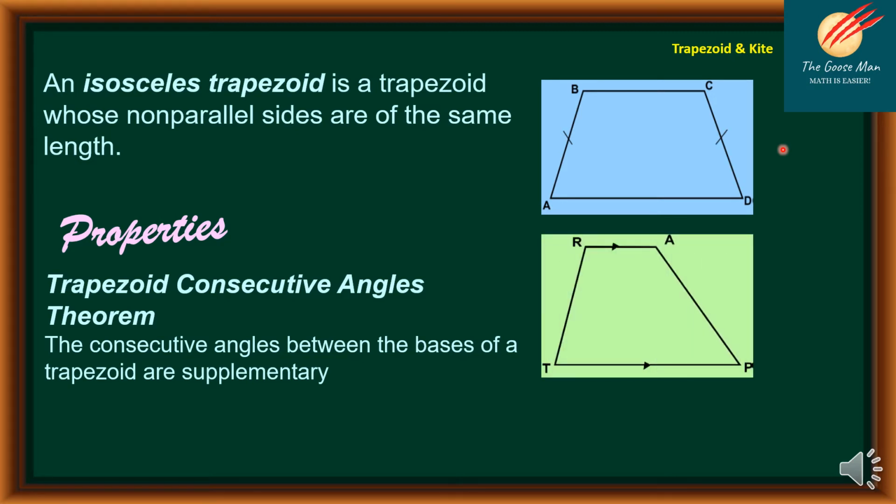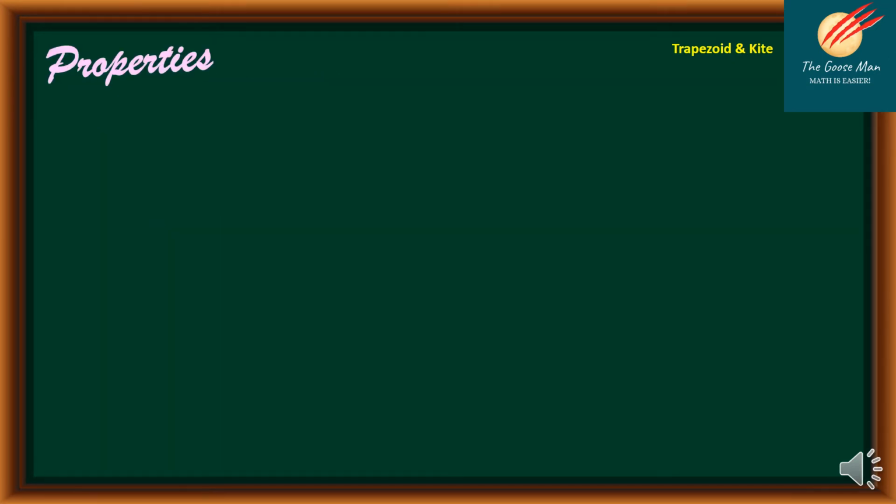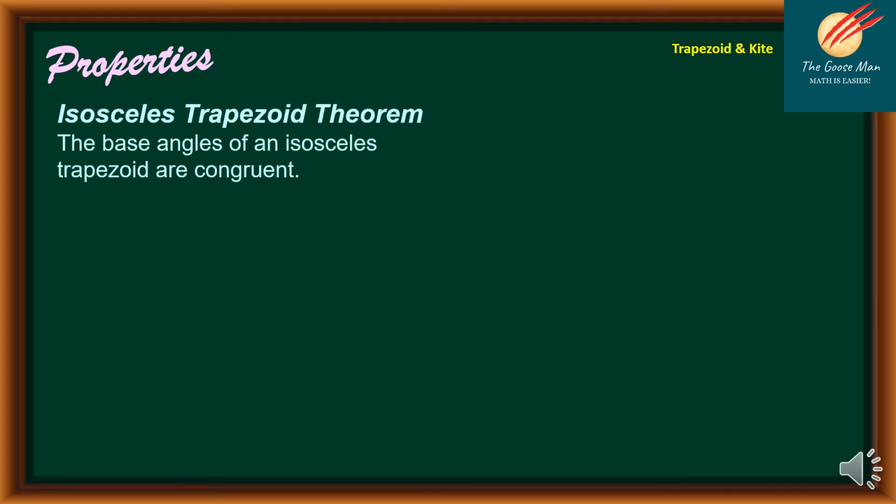So let's look at this one, guys. We have angle T and angle P are supplementary. So we can say that the measure of angle T plus the measure of angle R is equal to 180, as well as angle P plus angle A is equal to 180 degrees. Let's move on to another property of trapezoid. So we have the isosceles trapezoid theorem.